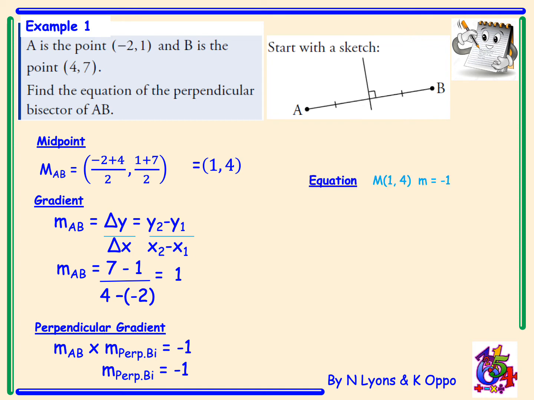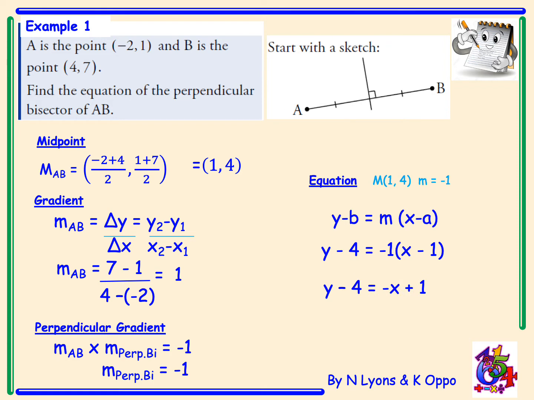We're going to use the perpendicular gradient -1 and our midpoint 1, 4 to find the equation of our perpendicular bisector. Start by writing down y minus b equals m bracket x minus a. Y minus 4 equals -1 bracket x minus 1.